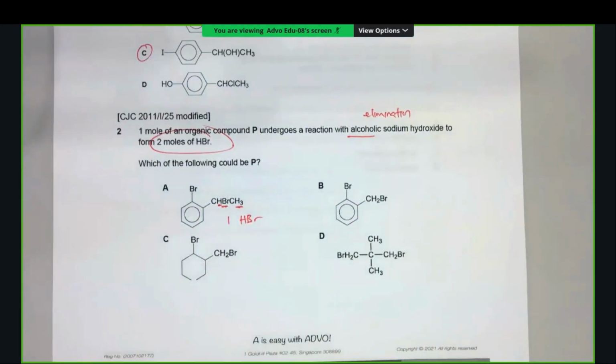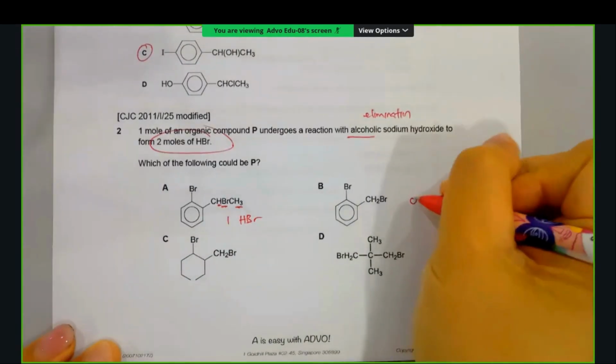Okay, next one. For option B, how many HBr can you eliminate? 0. Why? This carbon adjacent to this carbon is this carbon, right? This carbon got H or not? No H, right? Then how to do elimination? Right? Okay, so 0 HBr.